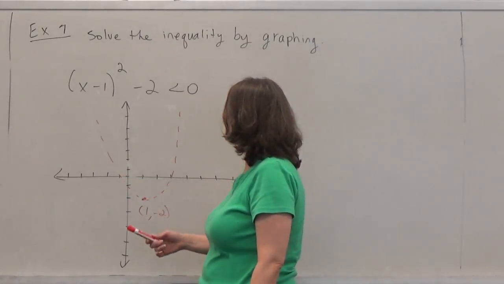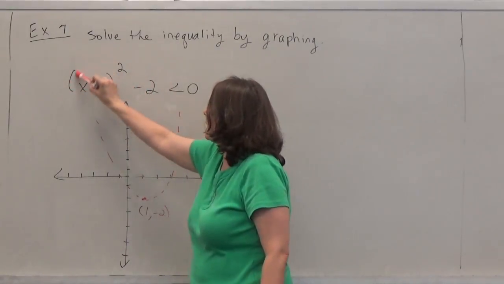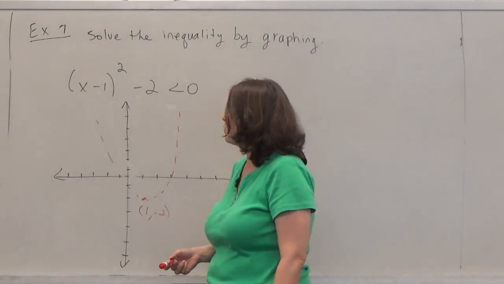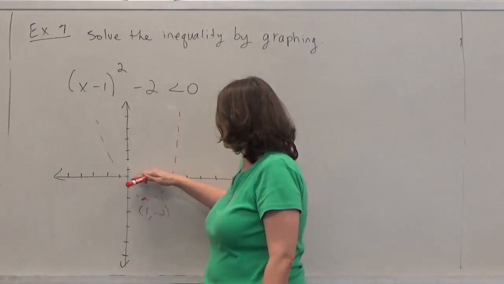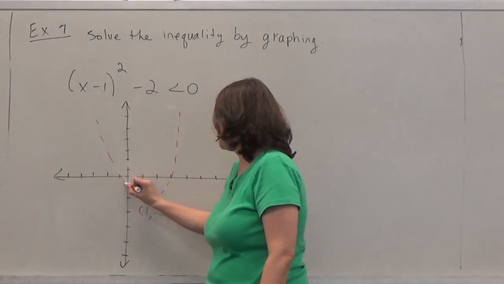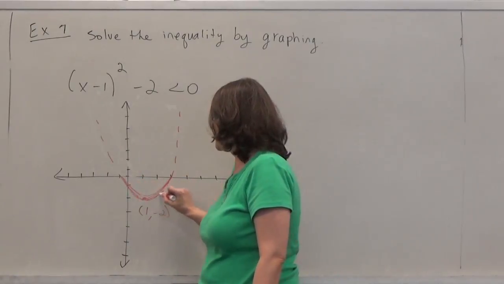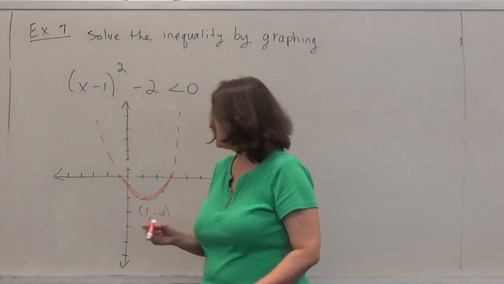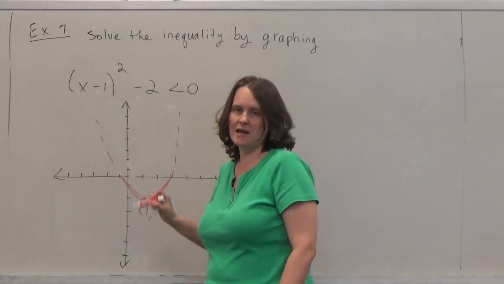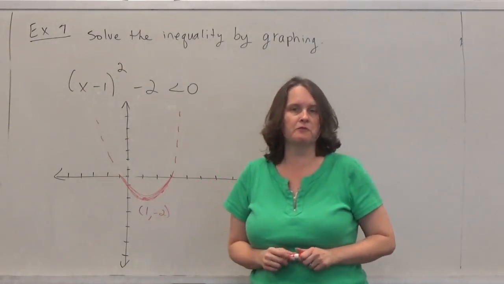And again, it's because if you think of all this as the y, when is the y less than 0? So when is the y negative? When is the y value under the x-axis? So our answer is coming from this portion of our graph. But before we can actually state our answer, we need to know where the boundaries are. We need our x-intercepts.